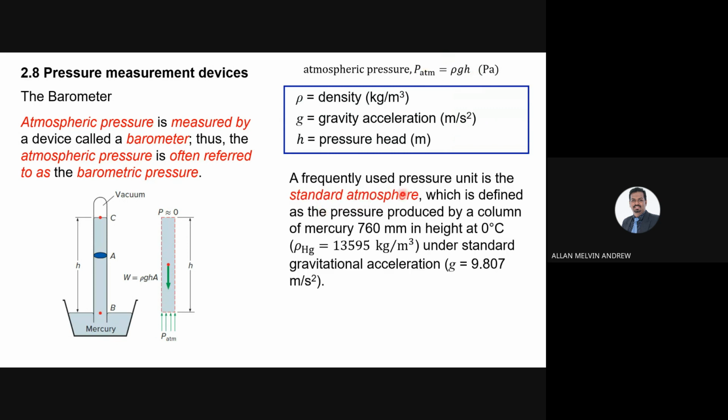A frequently used pressure unit is the standard atmosphere, which is defined as the pressure produced by a column of mercury 760 mm in height. So the height is 760 mm, at 0 degrees, and mercury's density is 13 times that of water, 13,595 kilograms per meter cube, under standard gravitational acceleration, usually 9.81.